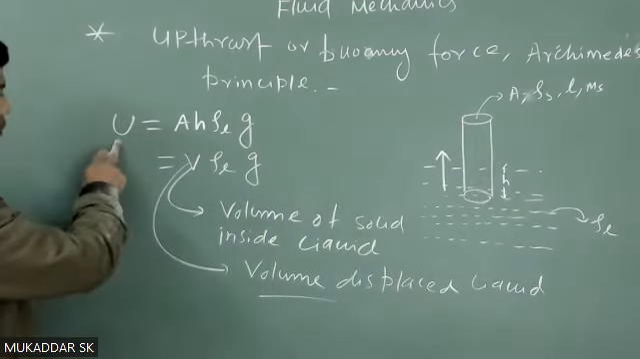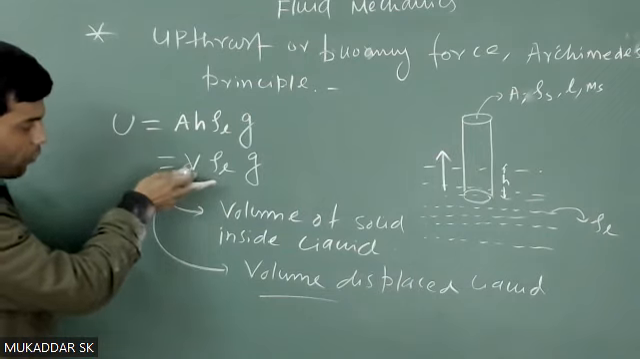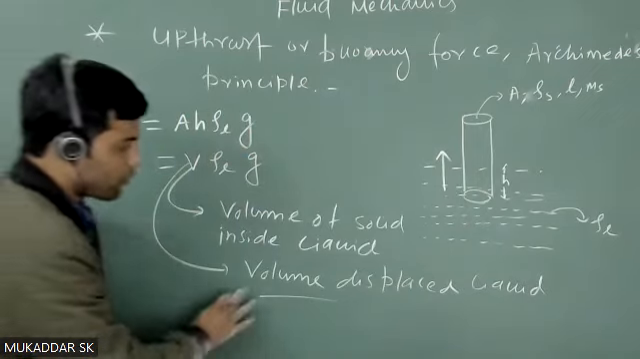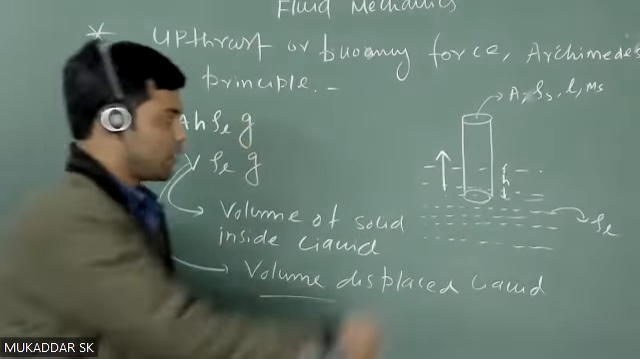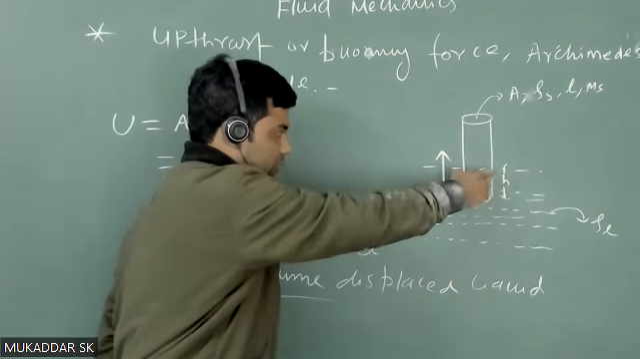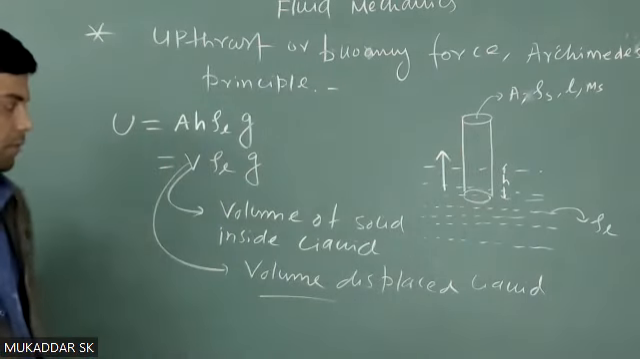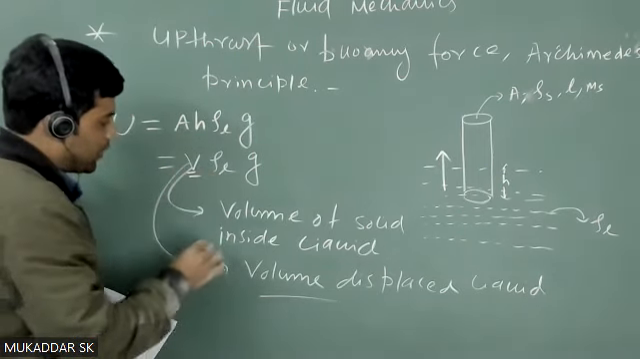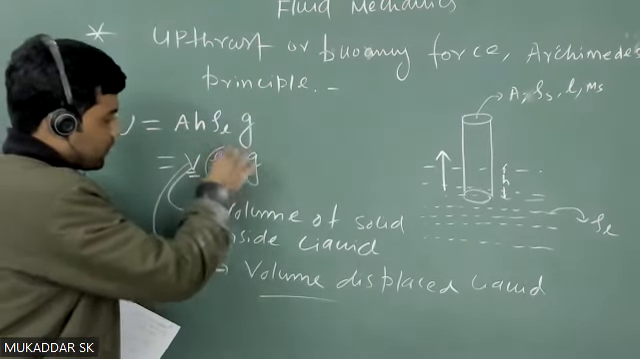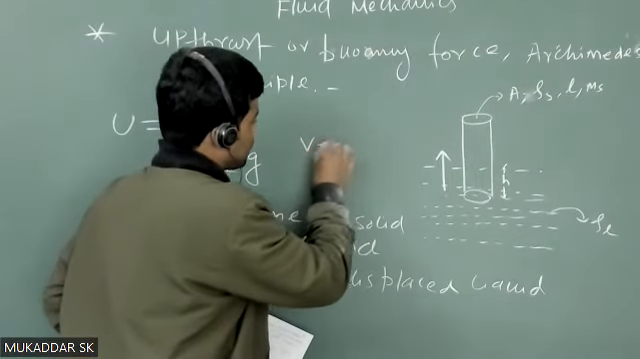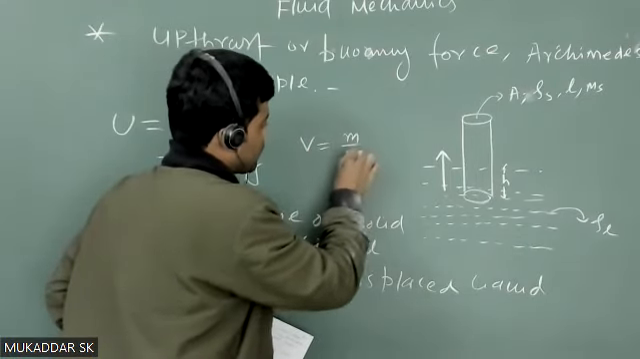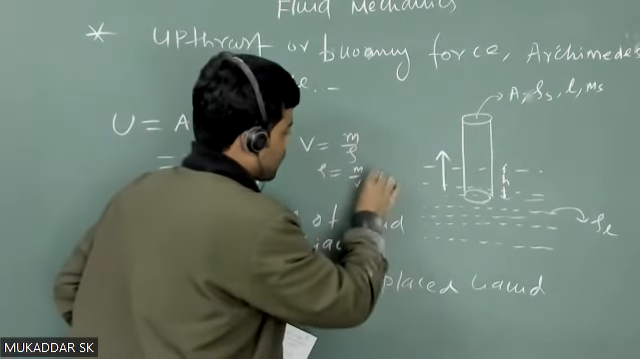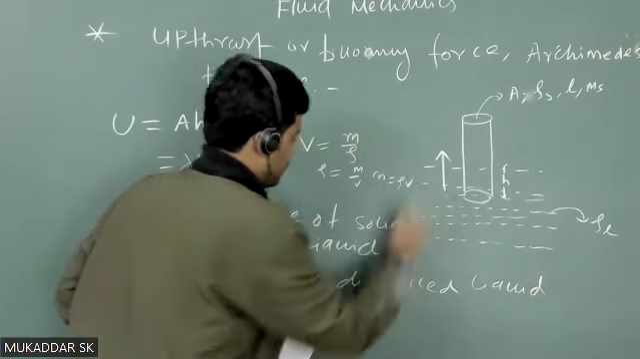So upthrust force is nothing but V, the volume of solid inside liquid, or the volume of displaced liquid. When it comes inside that liquid, it will displace how much volume? That will be your V. And volume of displaced liquid into density. We know this formula, right? Volume is nothing but mass per unit density, or density is nothing but mass per unit volume. So mass is basically rho into V.